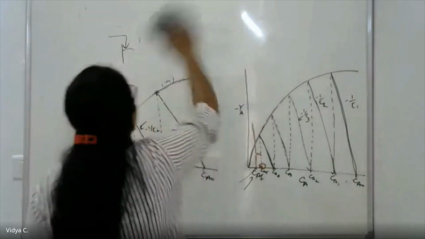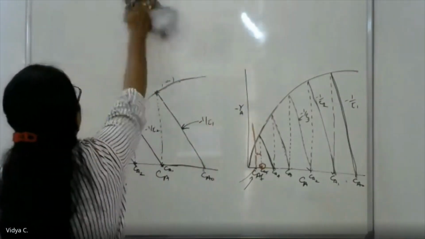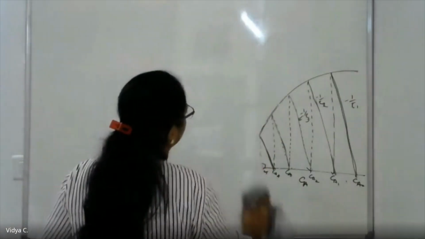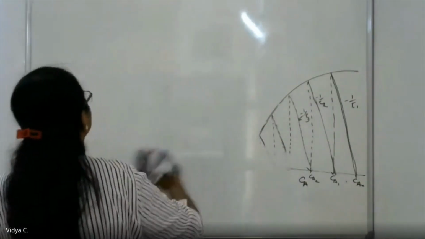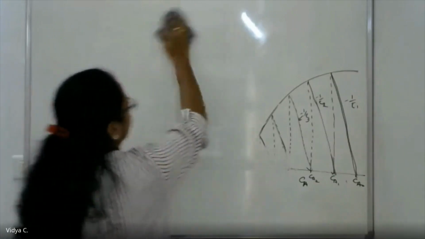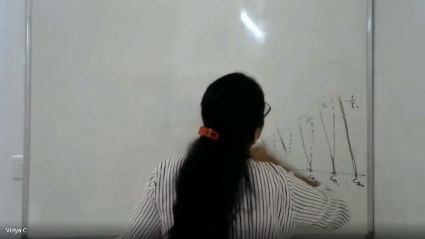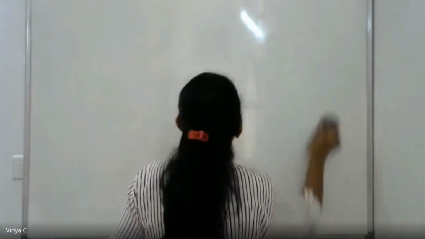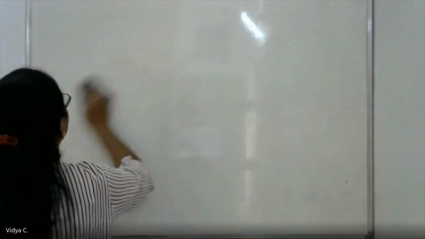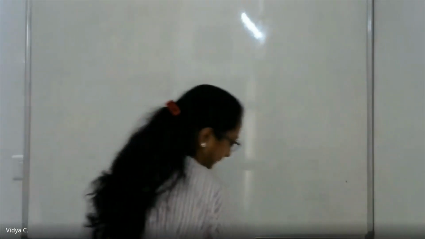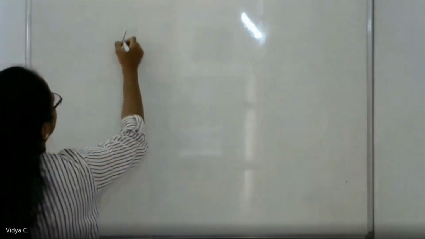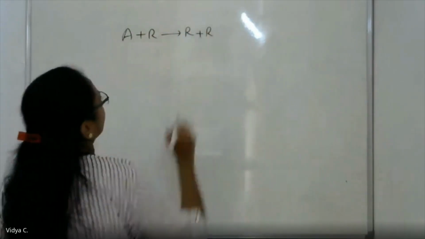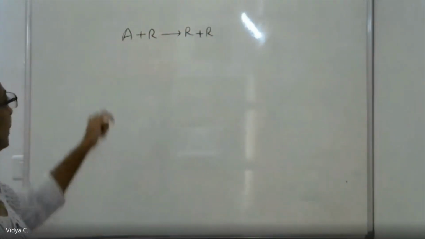Autocatalytic reactions, I have just told you what an autocatalytic reaction is. So for autocatalytic reactions, is PFR better or CSTR better? Which is better? Keep thinking. Autocatalytic means one of the products formed is required for the reaction to proceed at a faster rate. I'll write an autocatalytic reaction: A plus R gives R plus R.